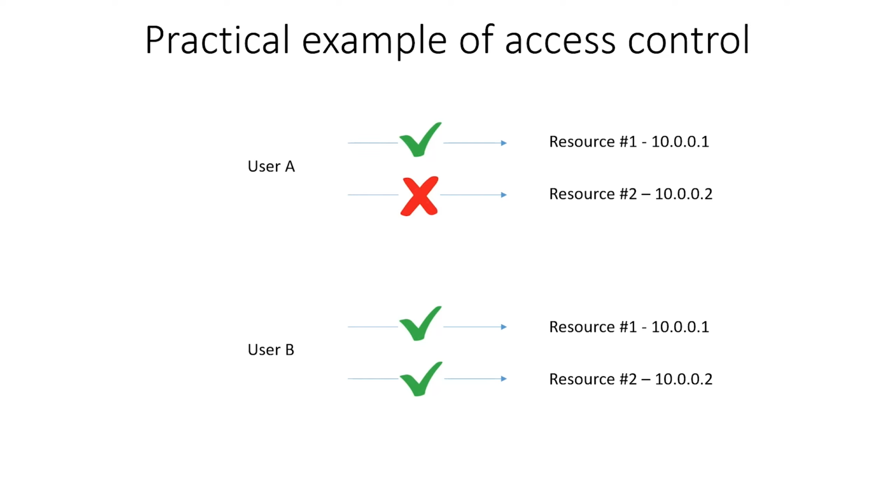Here we have 2 users that need access to specific resources. Both of them may have access to resource 1 with IP 10.0.0.1, but only user B may have access to resource 2 with IP 10.0.0.2. So in our example, all users may have access to resource 1, so this can be a global access control rule. On top of that, we grant only user B access to resource 2. Let's see how this is done in Access Server.